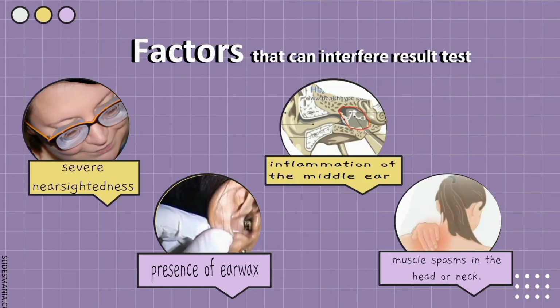Then now, we're going to the factors that can interfere with the test result. The first is severe nearsightedness. Second is the presence of earwax. Third, inflammation of the middle ear. And last but not least, muscle spasms in the head or neck.